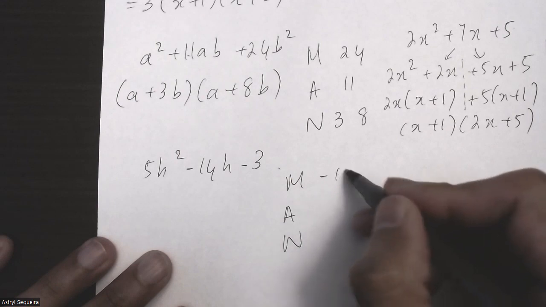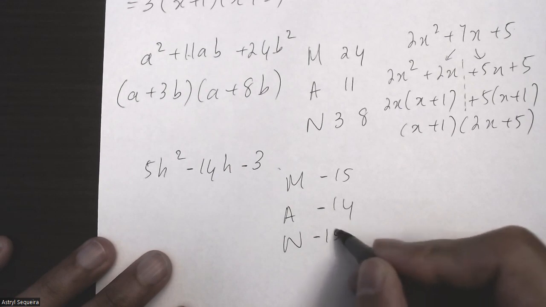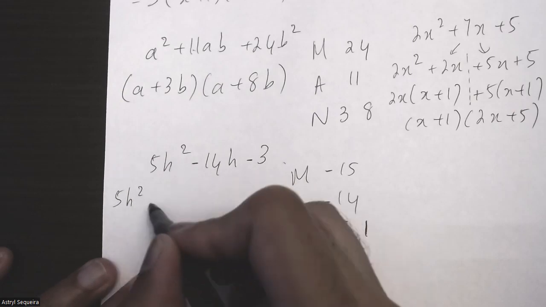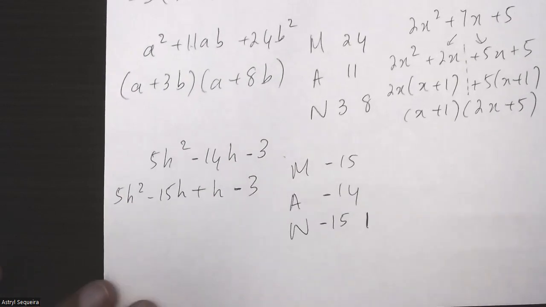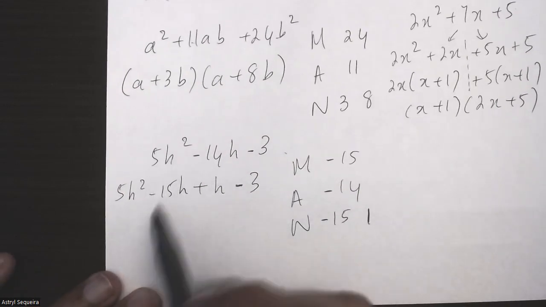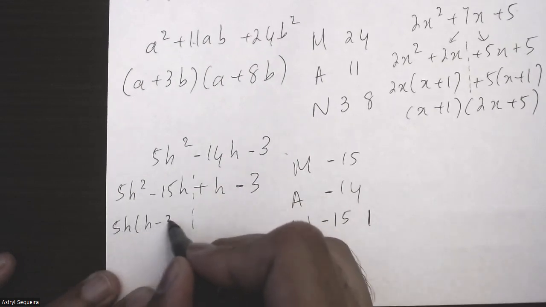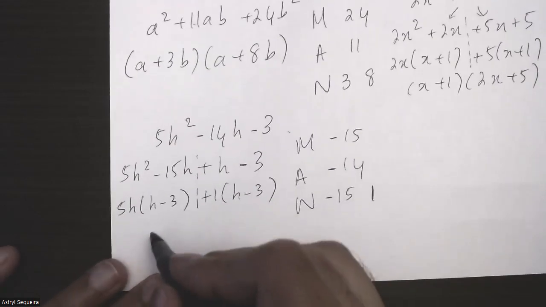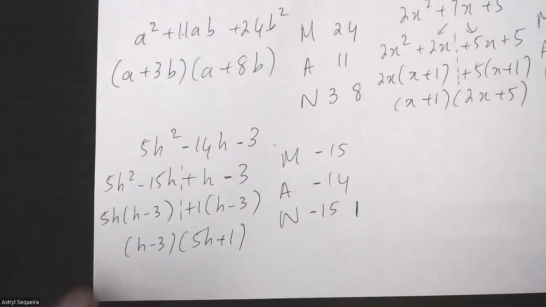5 times -3 is -15. A is -14. My two numbers are -15 and +1. So I have 5h squared minus 15h plus 1h, which is just h, minus 3. I just put my two numbers over here for my h terms. I'll put my line in the middle. I can common factor 5h here, h minus 3. There's no common factor here, so just 1, h minus 3. And I'll common factor out h minus 3, and I'm left with 5h plus 1. And that is my final solution for this one.